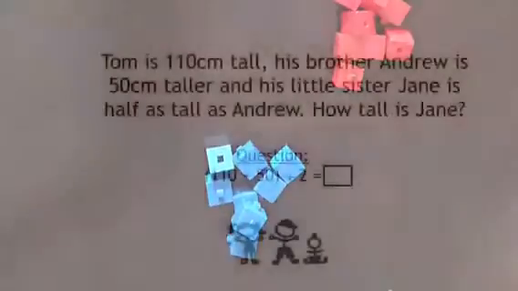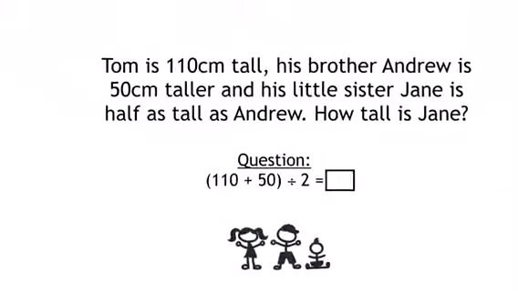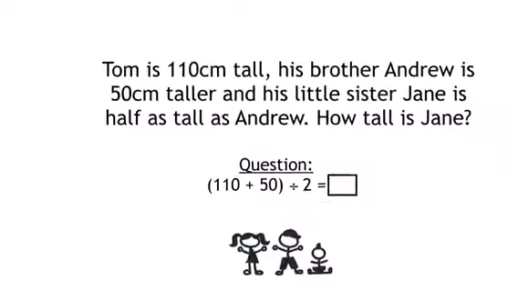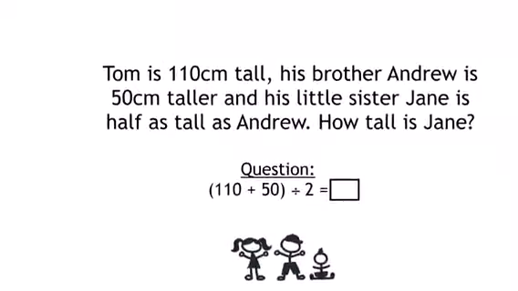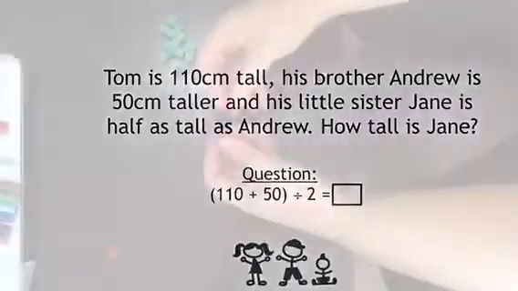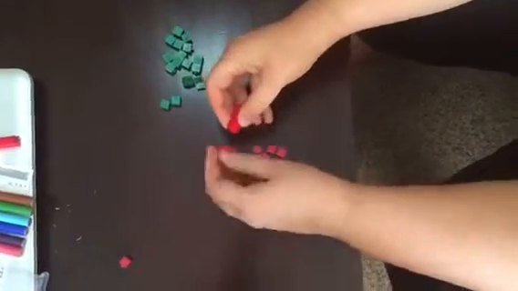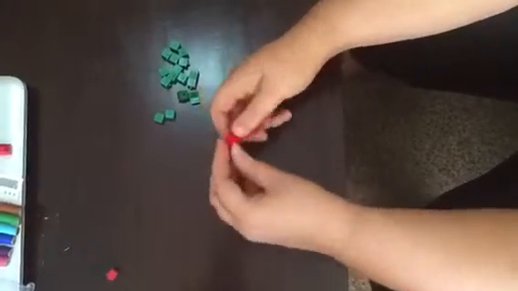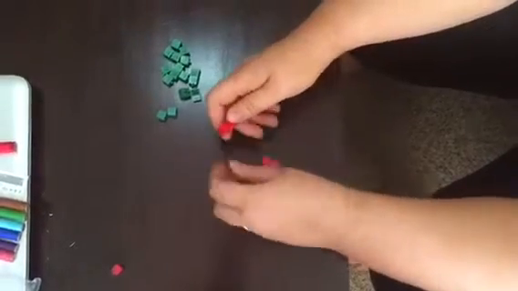As an example of how Unifix cubes can be used in a classroom activity, I've written a word equation for students. Tom is 110 centimetres tall, his brother Andrew is 50 centimetres taller, and his little sister Jane is half as tall as Andrew. How tall is Jane? This activity can work through each stage of the CPA framework. Beginning as a concrete activity, students will be using the Unifix cubes, meaning one cube is equating to 10 centimetres.